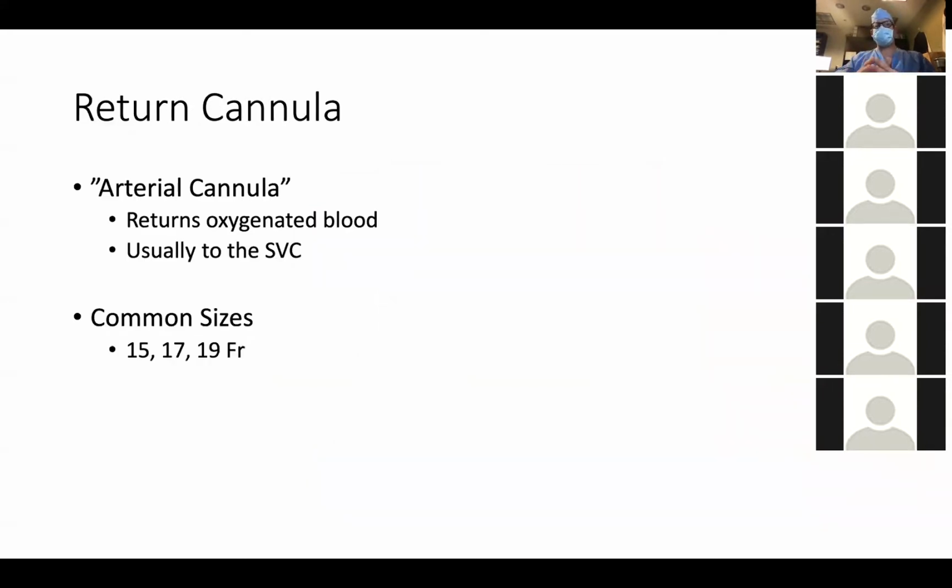The return cannula is the arterial cannula. It sits usually in the SVC in this case. It returns oxygenated blood. Fun fact about ECMO is very few components of ECMO are actually FDA approved for ECMO. They're repurposed from bypass. So we refer to the oxygenated blood return cannula as the arterial cannula because all the connections on the ECMO circuit are going to be labeled arterial. So we don't want someone to get confused. The most common sizes are 15, 17, and 19 French. We have been planning to use predominantly 19 French cannulas in the neck, again, to optimize flow as best we can.